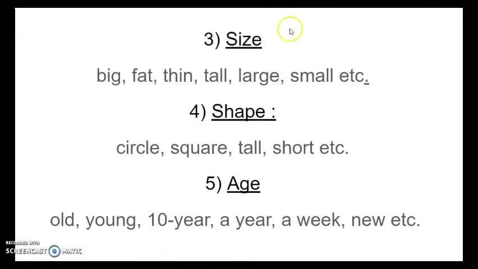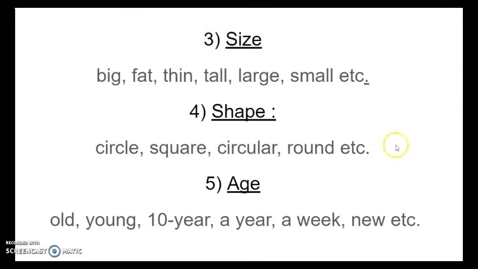The third position of the adjectives is those adjectives of size. You can have, for example, big, fat, thin, tall, large, small. All those adjectives of size are in third position. In fourth position, we have those adjectives of shape or form. For example, something is a circle, something is a square, something is circular, something is round. Those adjectives of shape are in fourth position.